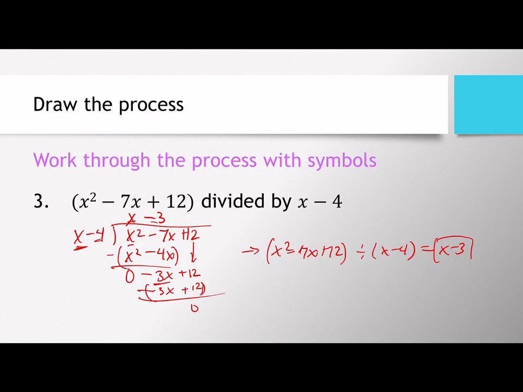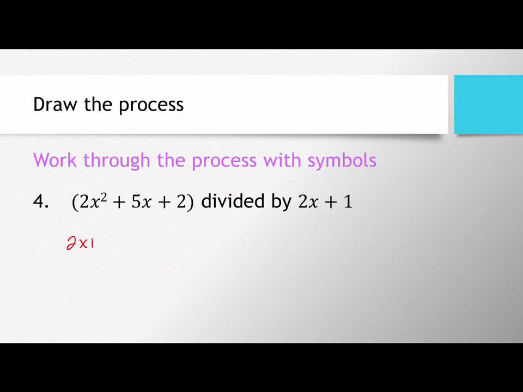Here's another one. 2x squared plus 5x plus 2 divided by 2x plus 1. Okay, so we have 2x plus 1 going into 2x squared plus 5x plus 2. Okay, so what's the difference between 2x and x squared? Well, it's the difference of x. Because x times 2x is 2x squared, and x times 1 is just x, so plus x. I need to subtract that from my polynomial because I've already considered those in my grouping. So 2x squared minus 2x squared is 0. 5x minus x is going to be 4x.